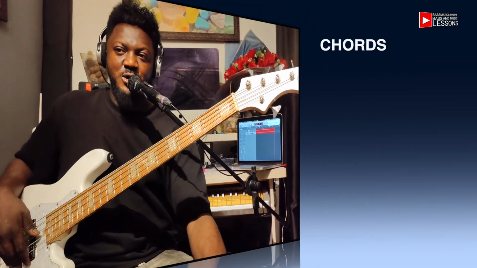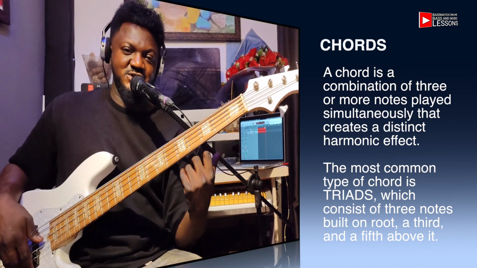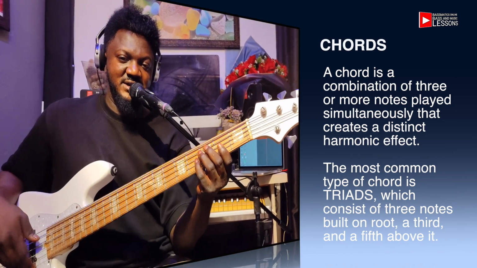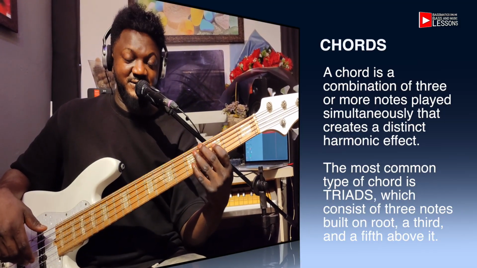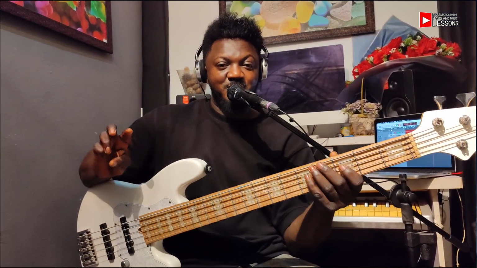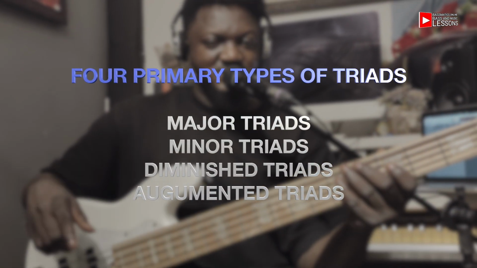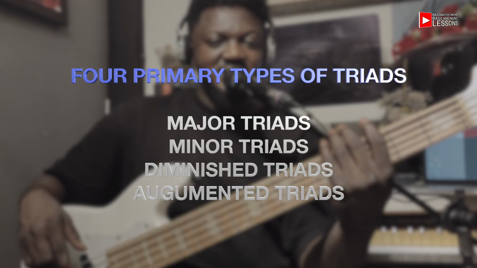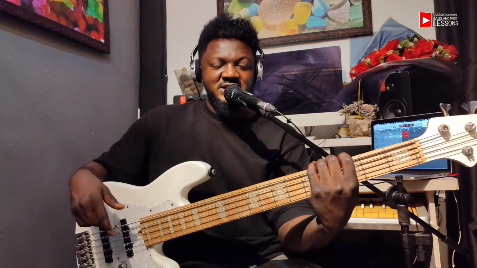couple of them. Now, the most commonly used chords are triads. That's what we treated in the previous lesson. That consists of the root, the third, and then the fifth. All right, and we have 4 primary types of triads. We have the major triads, the minor triads, the diminished triads, and the augmented triads, which we treated.